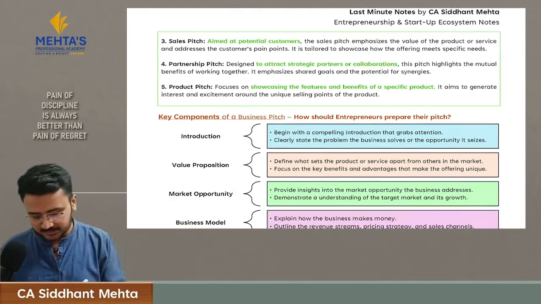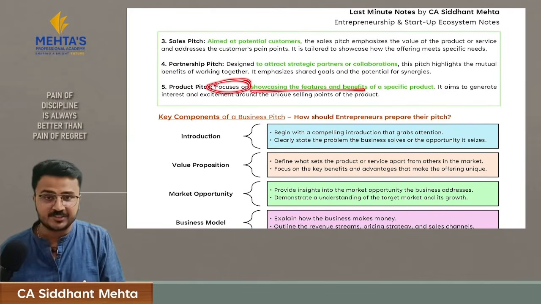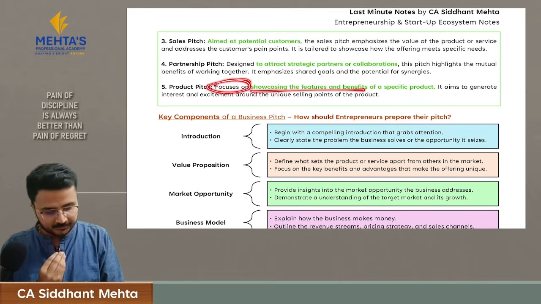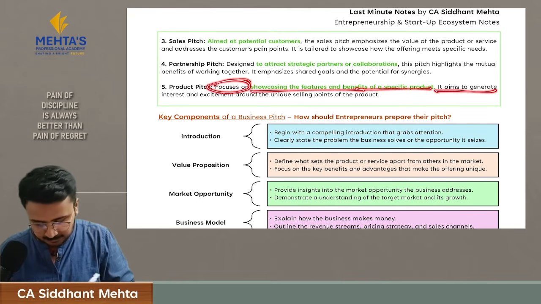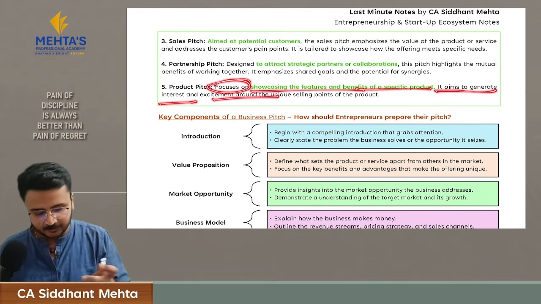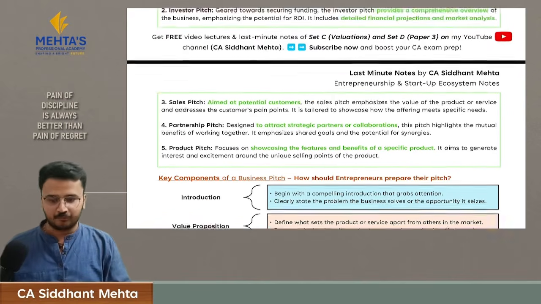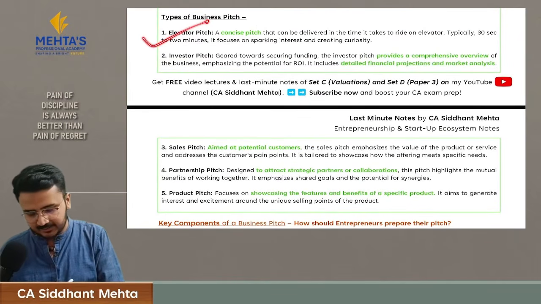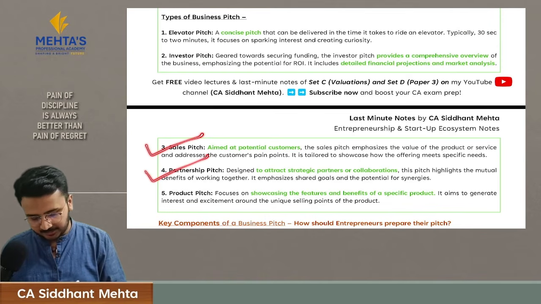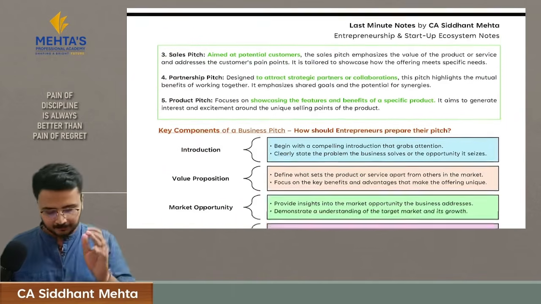The last one is the product pitch, which focuses on showcasing the features and the benefits of a specific product. It aims to generate interest and excitement around the unique selling point of your product. So these are the 5 types of business pitch. First one is elevator, investor, sales pitch, partnership pitch, and the last one is product pitch.